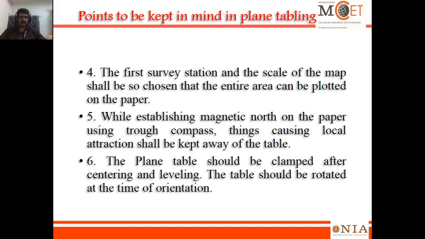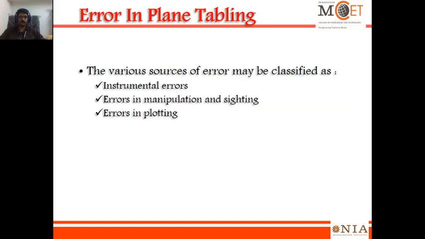The first survey station and the scale of the map shall be chosen so that the entire area can be plotted on the paper. While establishing magnetic north on the paper using a trough compass, things causing local attraction shall be kept away from the table. The plane table should be clamped after centering and leveling. The table should be rotated at the time of orientation only. Meanwhile, it should not be rotated.